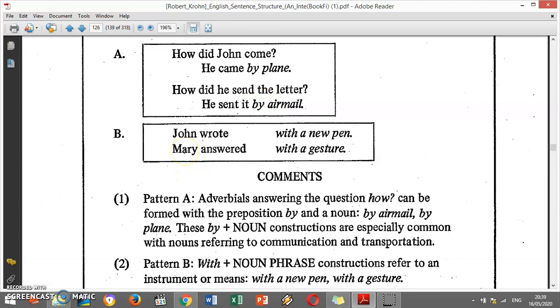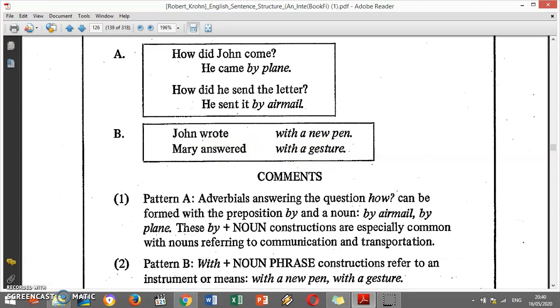And then on pattern B, here, with plus noun phrase constructions refer to an instrument or means, with a new pen, with a gesture. Nah, untuk yang ini, menggunakan with ini, dia biasanya menggunakan adverb ini untuk membicarakan alat. Nah, kalau yang ini dia sarana untuk datang ke suatu tempat, yaitu transportation atau communication. Yang ini dia menggunakan sesuatu untuk melakukan ini. Misalnya, menulis menggunakan pulpen baru atau menjawab menggunakan gesture.